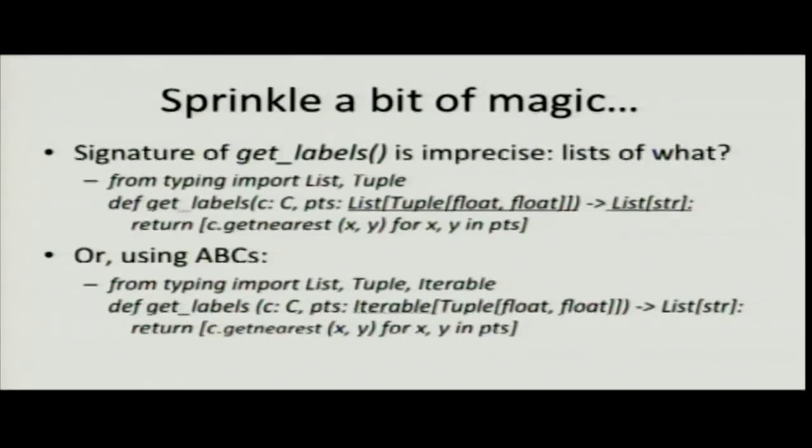Instead of List, you can write ABCs. The typing module exports modified versions of the standard collection ABCs like Iterable, and you can actually say the argument can be any iterable of tuples of float and float. However, we still keep the return type. This is pretty idiomatic type hinting. The return type is a concrete list because we actually sort of declare that it returns a list and not some other sequence.